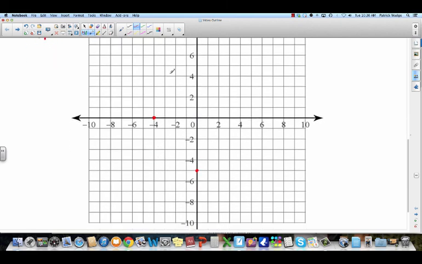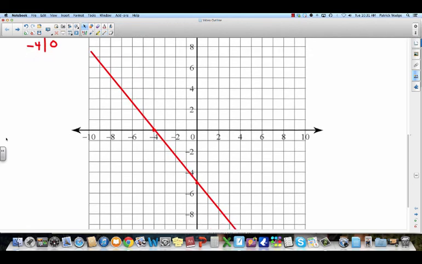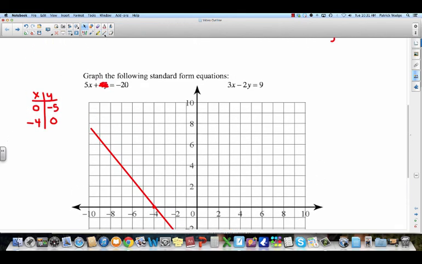I know often we like to do 3, but who cares? We'll just go with 2 this time. So I'm going to draw a line, and I'll make it red so it matches this first equation.